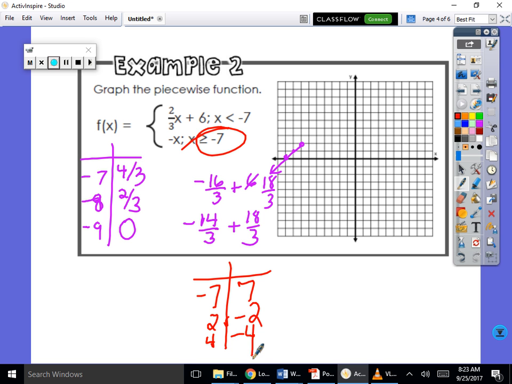-7, 7. It is a closed dot. 2, -2, and 4, -4. It looks like this. So you should have two linear functions. Questions, comments, or concerns? Okay, please now, yes.